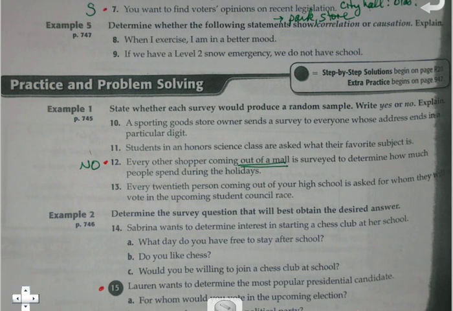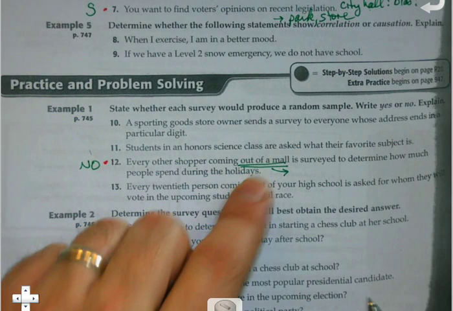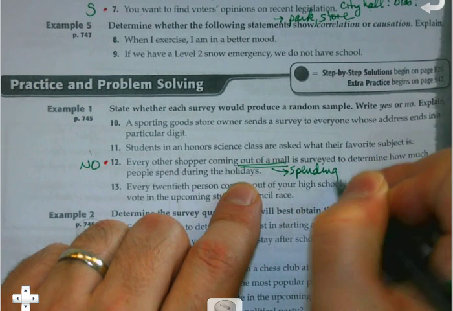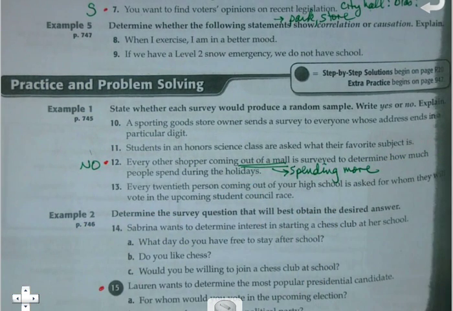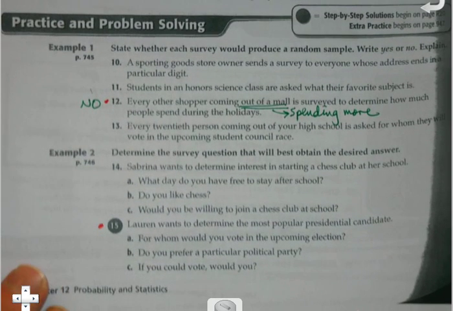Yeah, if you're trying to figure out how much they spend during the holidays, you're probably going to want to find some random people, because what are you going to find with people coming out of the mall during the holidays? Yeah, they're probably going to be spending more. So you might want to find a different spot to do a survey like that. Maybe someplace where everybody has to go, like the grocery store or something like that, just to get an idea. That's true. There's many more places anymore that you can go shopping for holiday gifts.